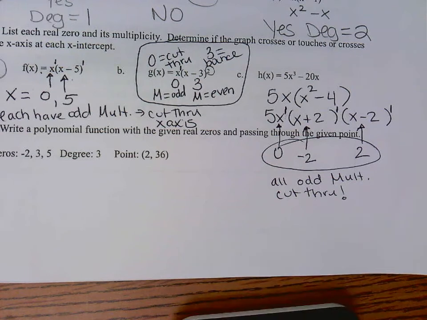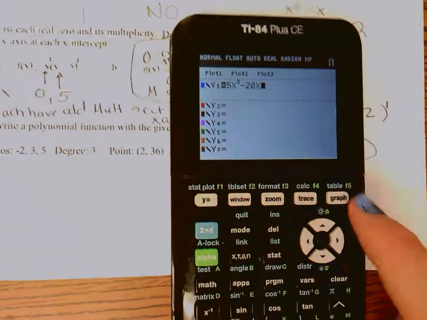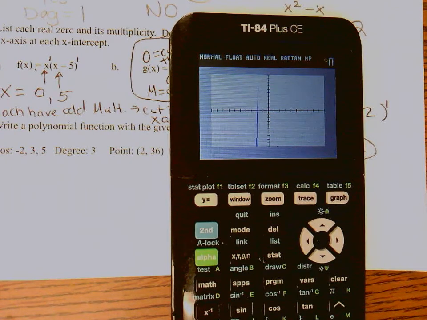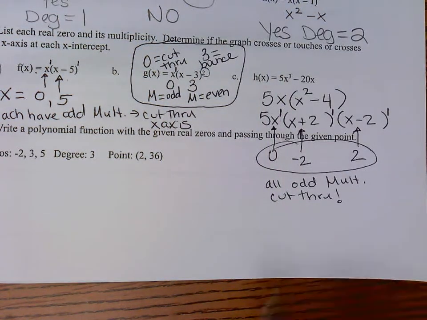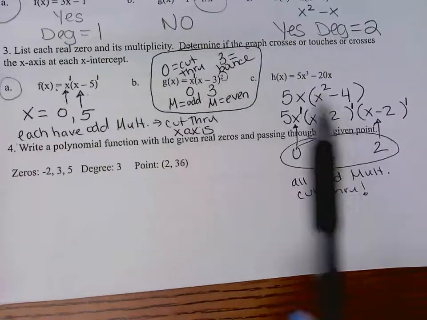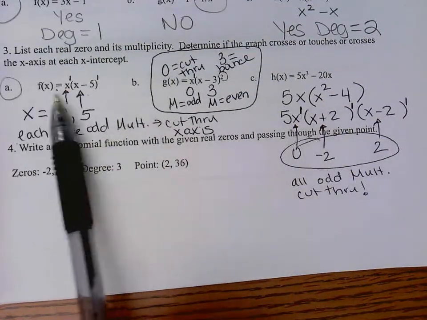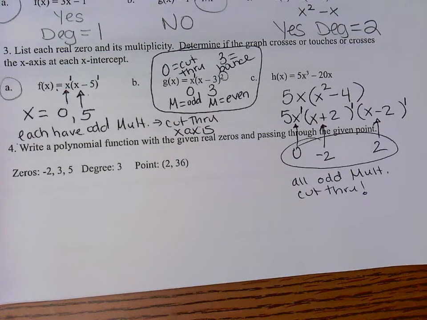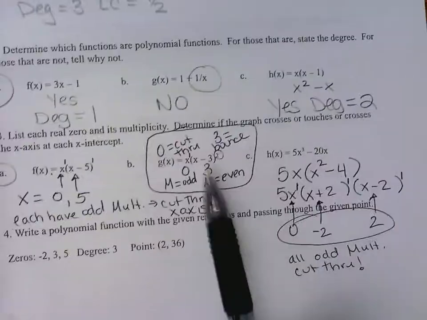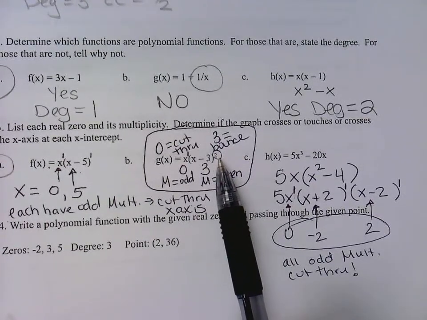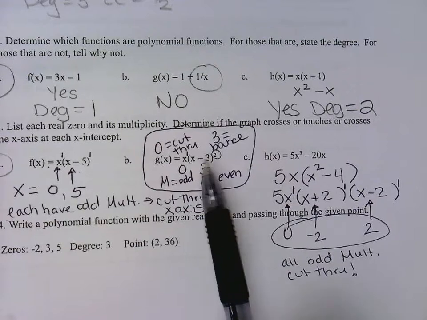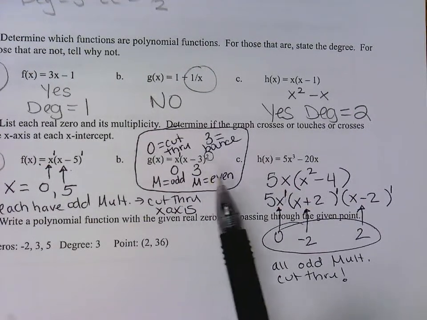So let's verify using our graph. 5x cubed minus 20x. So I just put it in the regular format. So it should be cutting through, so it cut through, cut through, cut through. So it went up, down, up. All right, so that is finding x-intercepts, which you need to know from factoring. And then the one step further was just identifying whether it is going to bounce off or cut through the x-axis. I just remember if the factor is squared, it's going to look like a parabola at that x-intercept. It's going to bounce off at even multiplicities.